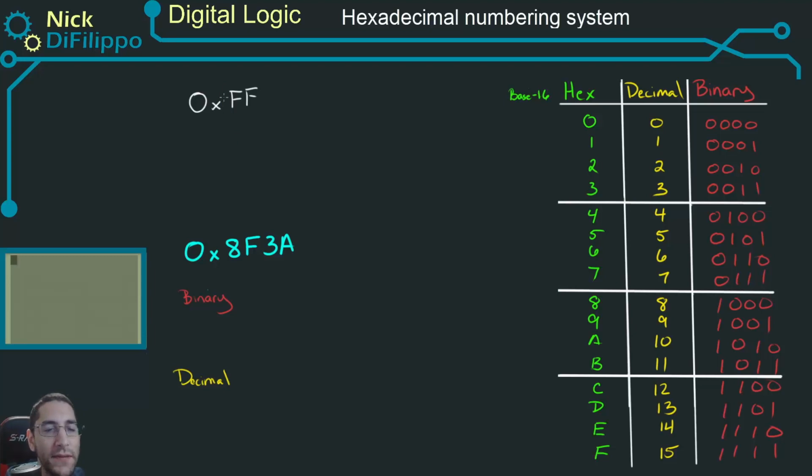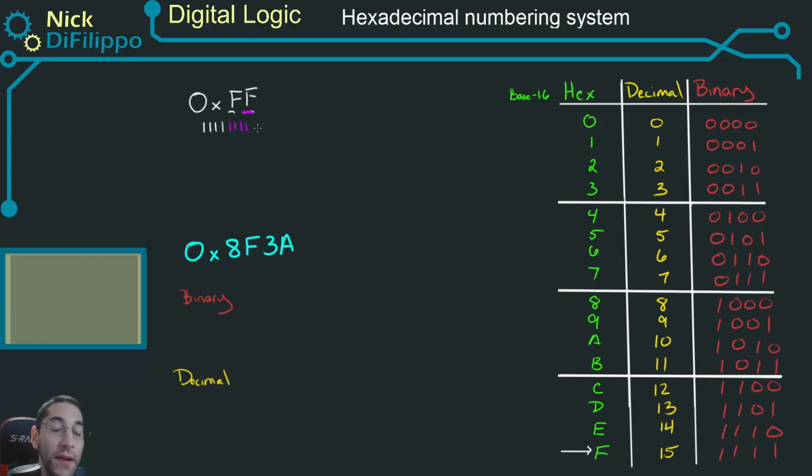So if we have this 0xFF and we want to convert it to binary and decimal, the first thing we do when we're looking at binary is look at each of these digits individually. For this first F, we go to this table and look at what an F corresponds to in binary. It corresponds to 4 ones. So we go 1, 2, 3, 4. Now my second one right here, what does this F correspond to? It's the same number, so it also corresponds to 4 ones.